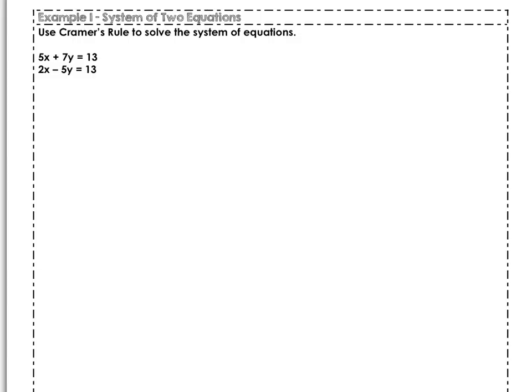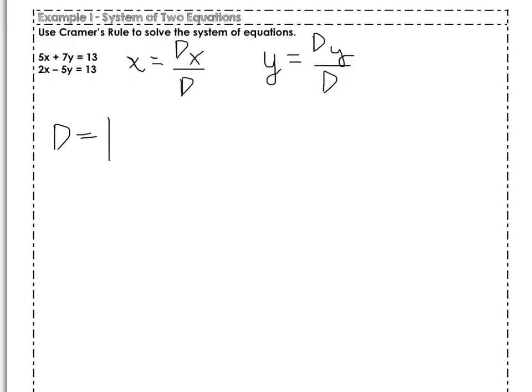Cramer's rule states that we can solve for variables using determinants. X will be equal to the determinant Dx divided by determinant D, whereas y will be solved by creating determinant Dy and dividing that again by determinant D. The first determinant that we're going to find is determinant D. It is created by simply making a determinant using the coefficients for each variable. Each variable gets their own column.